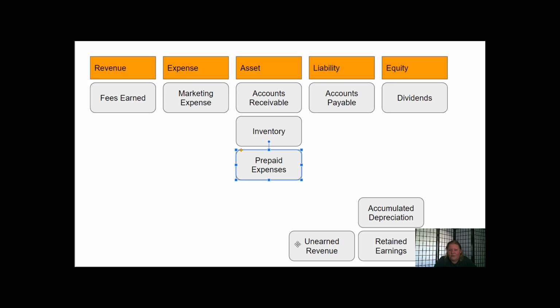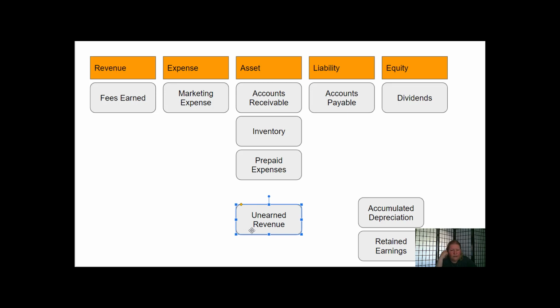All right, so prepaid expenses are assets. Now, what about unearned revenue? Oh, I see the word revenue clearly. This must go over here. Oh, but wait, no, it's unearned. This says fees earned, so when I earn it, it's revenue. What happens if it's unearned? What is this account? This is one I see people get wrong all the time. In the 10 plus years I've been teaching, this is one that I see all the time. Unearned revenue. So this is revenue I have not earned.